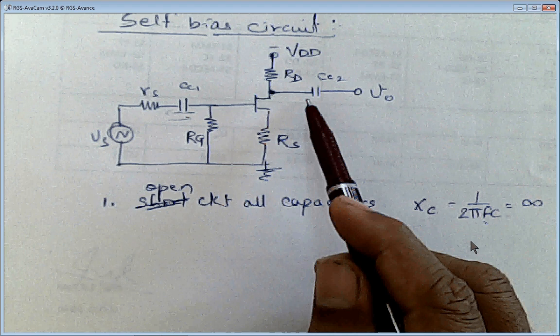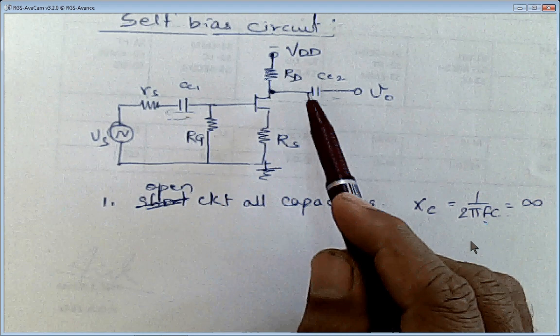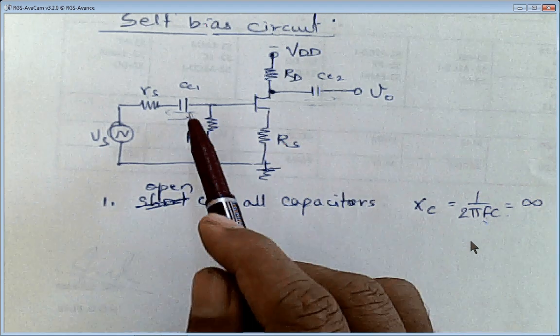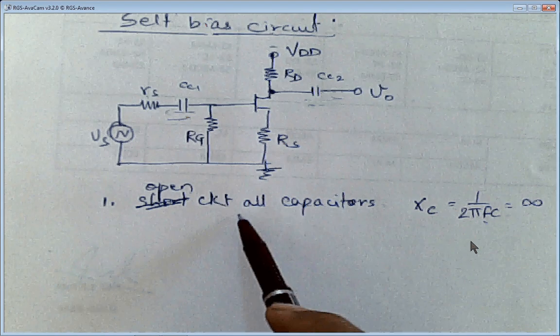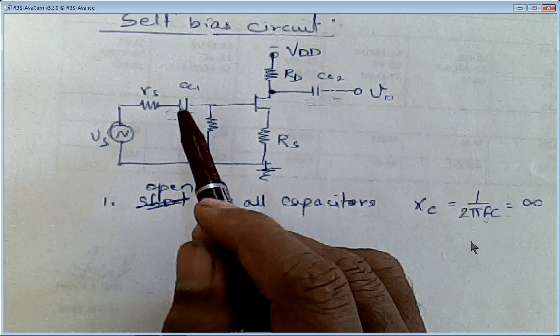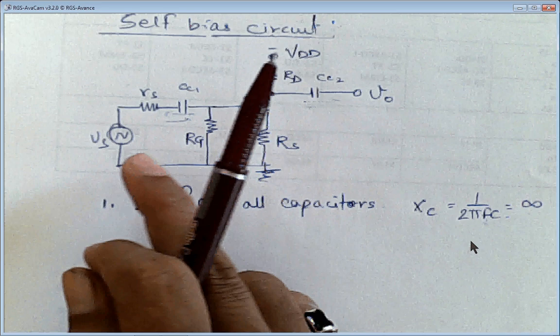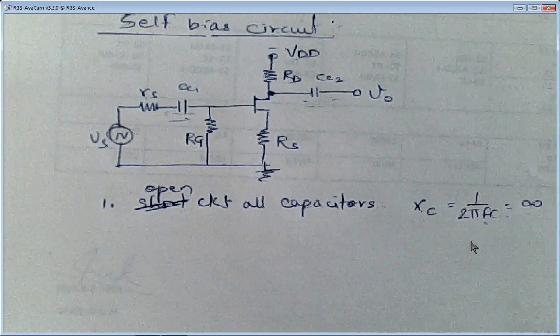Similarly, there is no current flowing here, neither at the back. So we are open circuiting it. That is the reason why we said open circuit all the capacitors. So no capacitor, so no current flowing in this path. No capacitor here, so no current flowing in this path also.